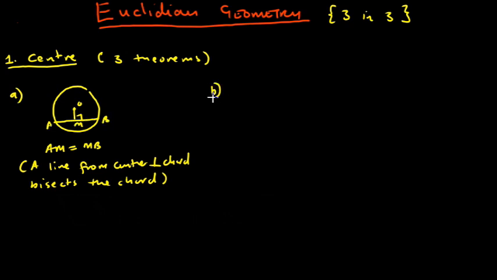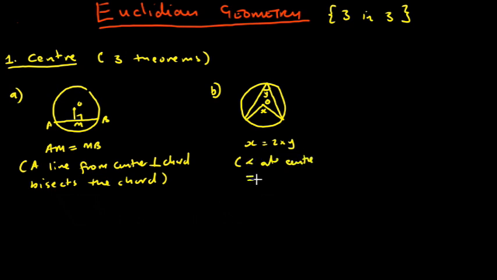The second one is X is equal to 2 times Y. Right? This angle X here is equal to 2 times Y if O is the center. This angle X is equal to 2 times Y because the angle at center is equal to 2 times angle at circumference.